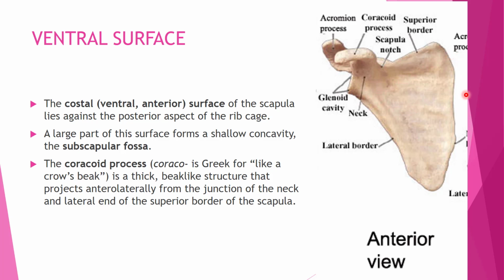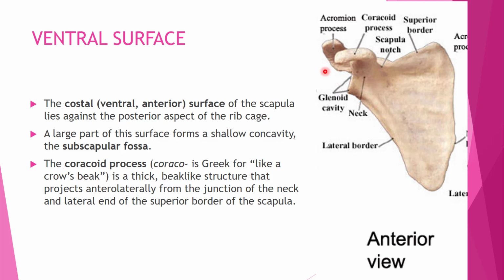There is a large part of this surface which forms a shallow concavity, and this shallow concavity is named as subscapular fossa. This is subscapular fossa. On the anterior surface we have a process which is named as coracoid process. This is a coracoid process. Coraco is a Greek word which means like a crow beak. It is just like a crow beak.